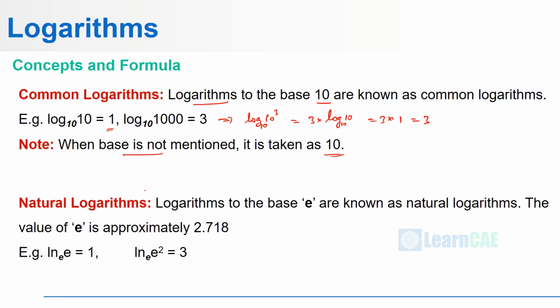And the next one is natural logarithms. That is logarithms to the base e are known as natural logarithms. The value of e is approximately 2.718. This is the exponential. Okay. And usually the natural logarithms are written as ln. Here ln of e to the base e is equal to 1. Similarly, ln of e square to the base e is 2. It is not 3, it is 2 here. Okay.